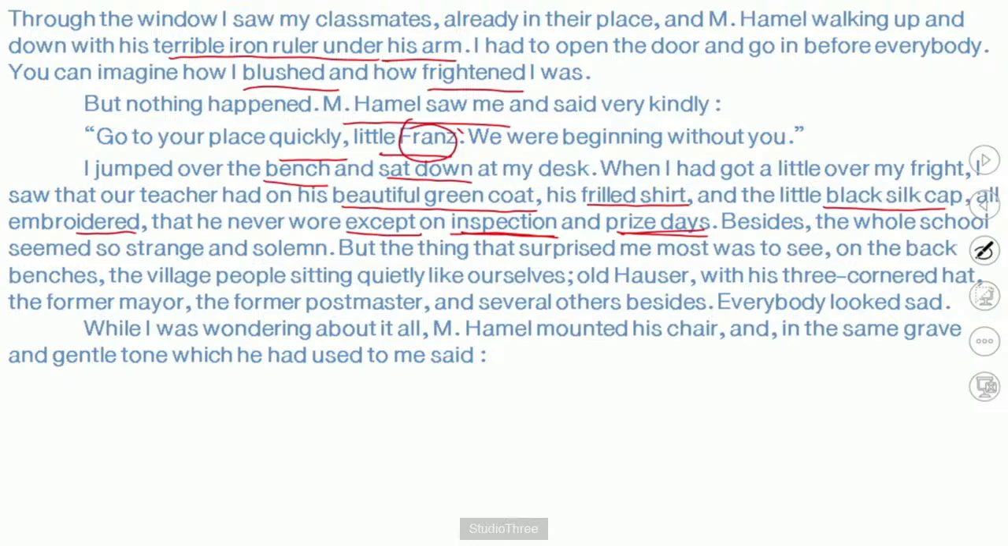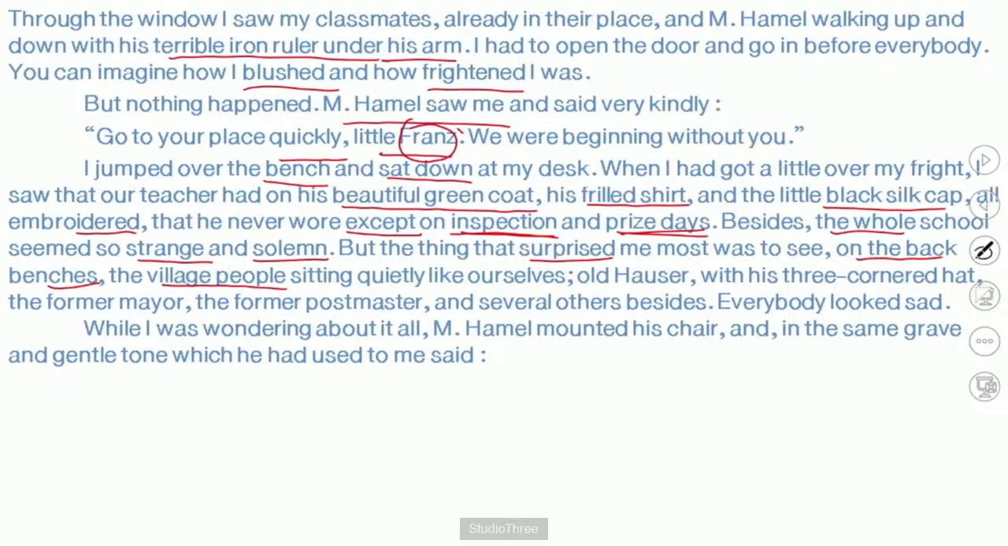So the whole school seems strange today. Why is it looking strange or solemn, means quiet? That is the surprising thing, not only for me but all. I also see that on the back benches there are too many people. They are from the village, sitting quietly like ourselves.